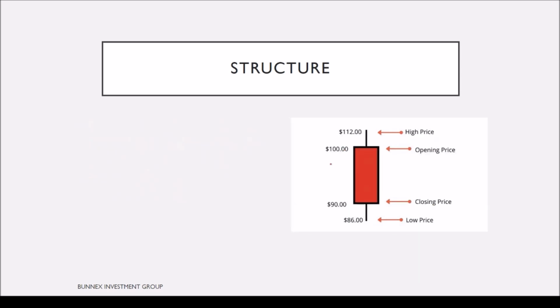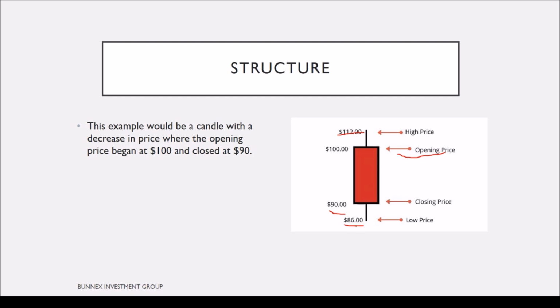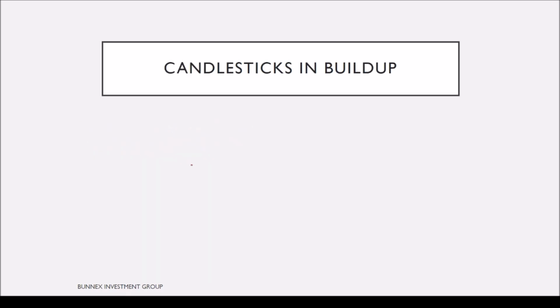Then when a candlestick is going down, it is usually colored in red, although we can customize these colors. So in this case, we are saying the opening price was $100 and the closing price was $90. It's basically an inverse of the above example. Then the highest price in this case is $112 and the lowest price is $86. So this example would be a candle with a decrease in price, where the opening price began at $100 and closed at $90.